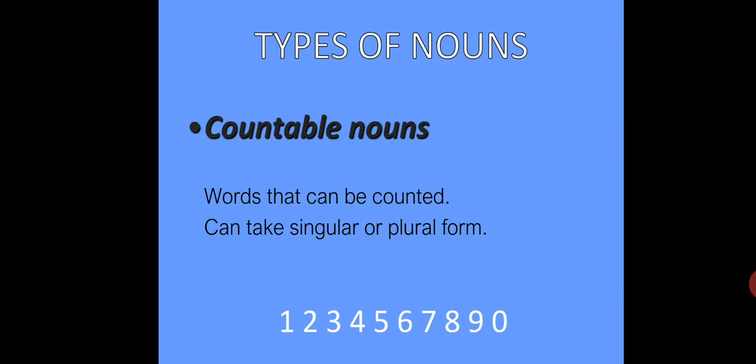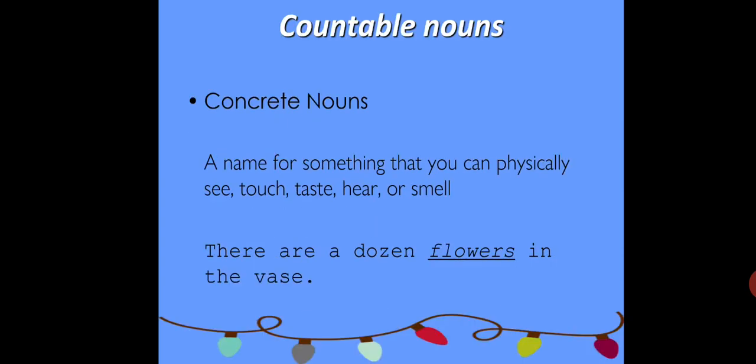Now, when it comes to the types of nouns, you have your countable nouns, words that can be physically counted, and they can take both singular and plural form. Now, concrete nouns are part of the countable noun bracket, and it's a name for something that you can physically see, touch, taste, hear, or smell. There are a dozen flowers in the vase. Now, can I count flower? Yes. That's the reason why I have a dozen here. So what if it's just one flower? Then say so. One flower. So it could be one, it could be many. So concrete nouns can have plural and singular forms.